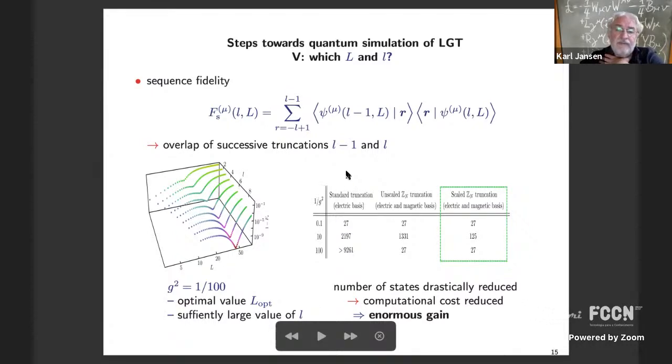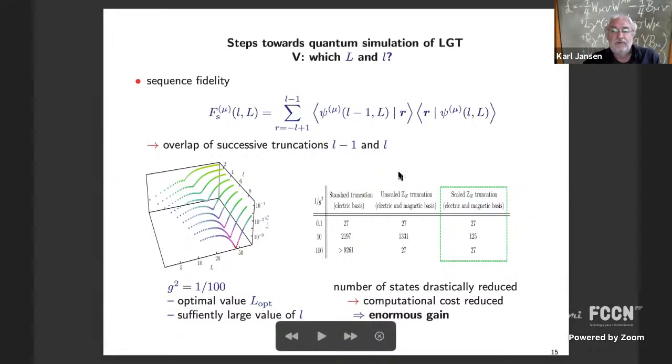So when you start with the initial Hamiltonian on the first slide, you do a brutal truncation of the theory. To reach a certain precision, let's say for the plaquette expectation value, you see that for 1 over g square equal to 0.1, you would need 27 degrees of freedom. At 10, you already need more than 2000 degrees of freedom, and at 100, it's roughly more than 10,000.